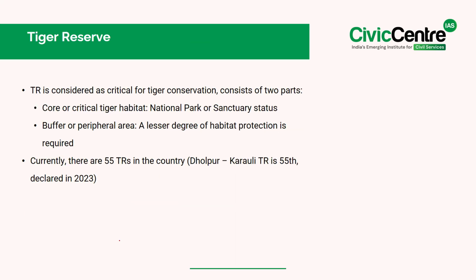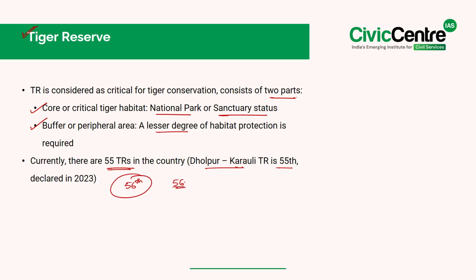Then, what is a tiger reserve? See, a tiger reserve is considered critical for tiger conservation, which consists of 2 parts. Firstly, the core or the critical tiger habitat, which has national park or sanctuary status, and then the buffer or peripheral area, which has a lesser degree of habitat protection if required. Know that currently there are 55 tiger reserves in the country, of which Dholpur Karauli is the 55th one, declared in 2023. Now this being the 56th one, makes the total 56.